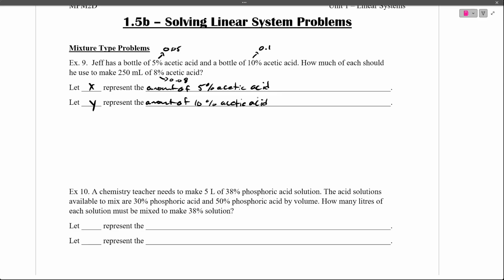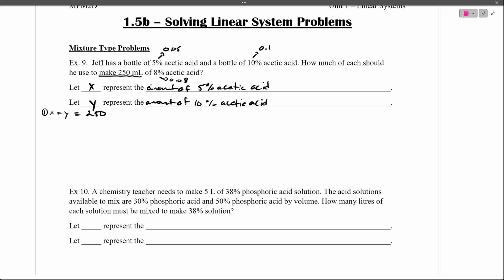So now we've got to try and pull out the information here. What equations can we come up with? Well, we know that he's making 250 milliliters of solution. So we've got a total. That means if we add up the two amounts, we get that total. So that's our first equation. Equation number one is just going to be x plus y is equal to 250. 250 what? 250 milliliters.